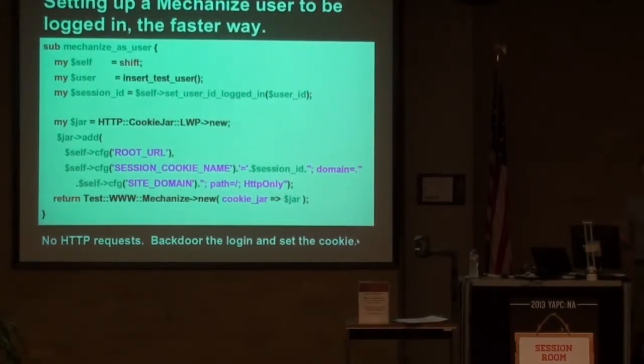There's a fairly new module, HTTP cookie jar LWP, and it allows you with a nice little add method to add a cookie, and then we just initialize our Mechanize with the cookie it needs to log in. So for all these cases, we went from 3 HTTP requests for this login setup to 0. And that was a win. But our code coverage is no worse because we cover the login system still in one place somewhere else.